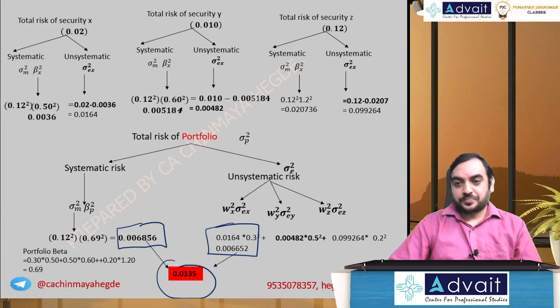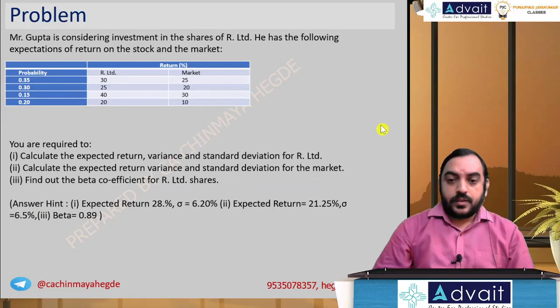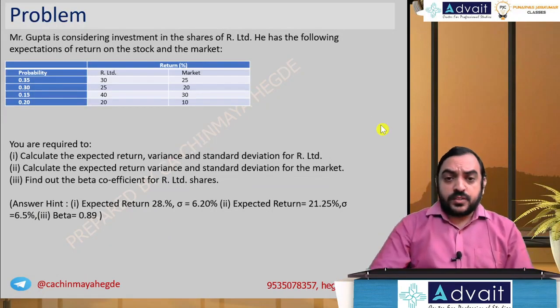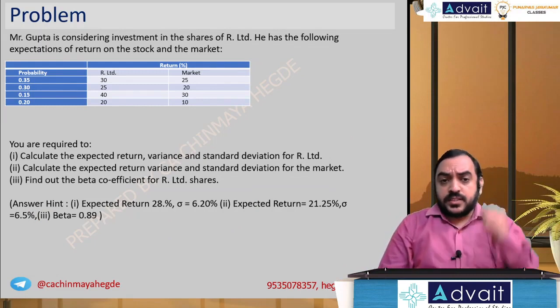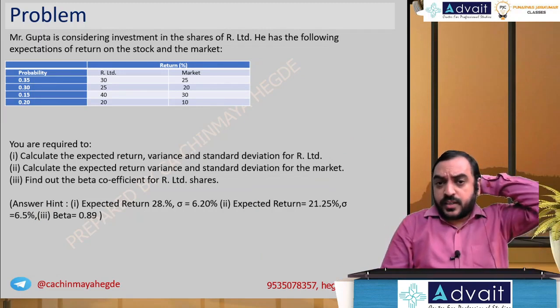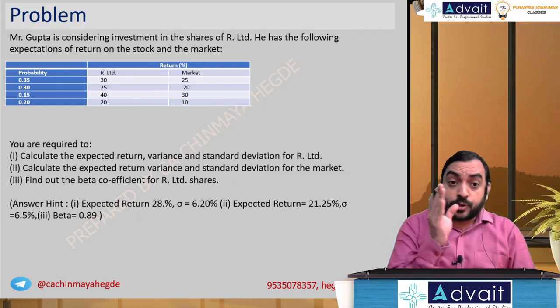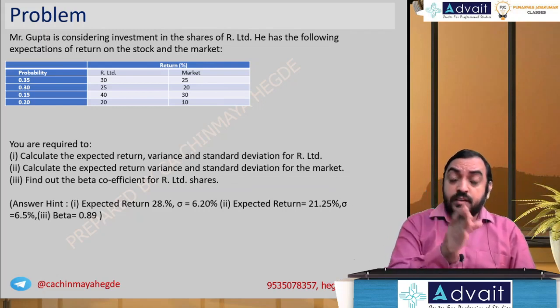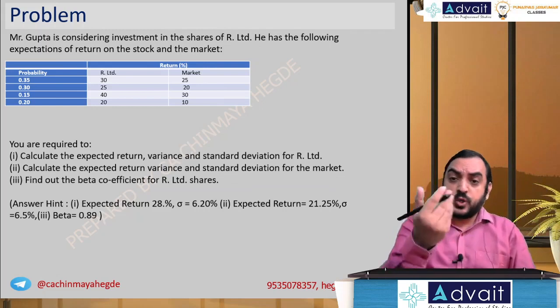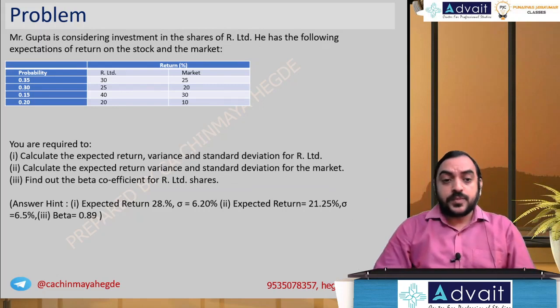Next. Hope you got this question. This is exam question, November 2018, old syllabus. Mr. Gupta is considering the investment in the shares of R Limited. He has the following expectations of the return on the stock and the market. Probability, R Limited return, market return. They only have given the returns. You are required to calculate the expected return and the variance and the standard deviation for R Limited.